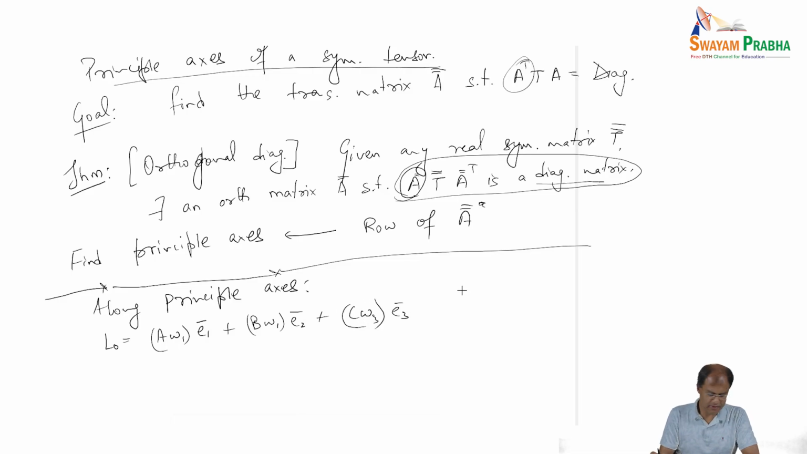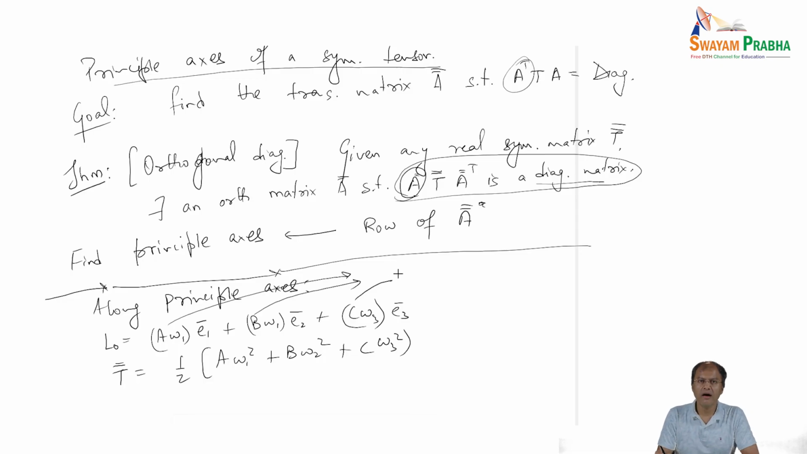Right? And we see that T will be half A omega 1 square plus B omega 2 square plus C omega 3 square, where A, B, C are the principal moments. These are my moments of inertia along the principal axes. Okay. So the question now is, if we can utilize some of the symmetry in the body to find these principal axes.